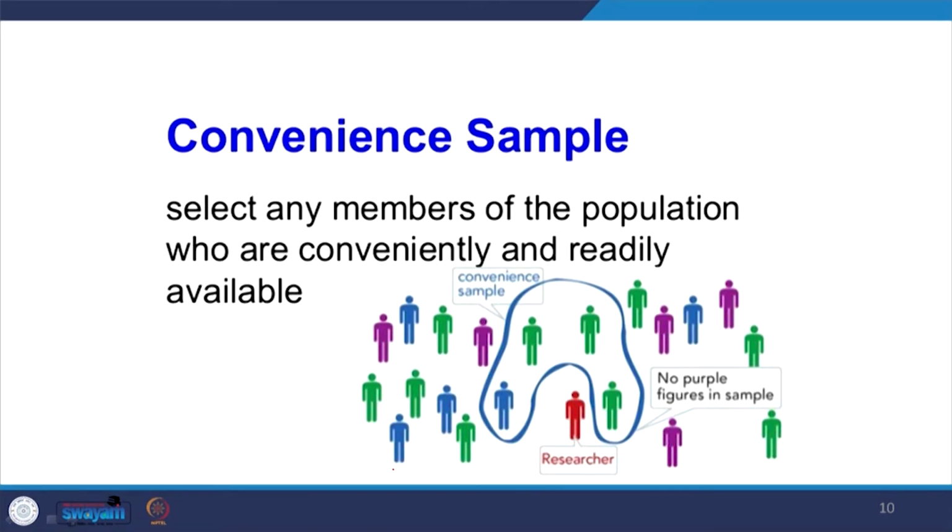So here the example, the picture, clearly clarifies what is called convenient. The researcher, wherever located, the nearest distance is the sampling frame. Then some others may not be included.